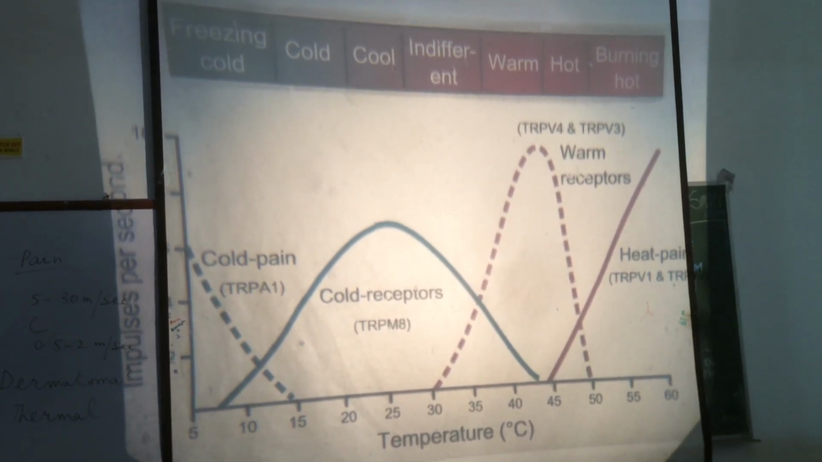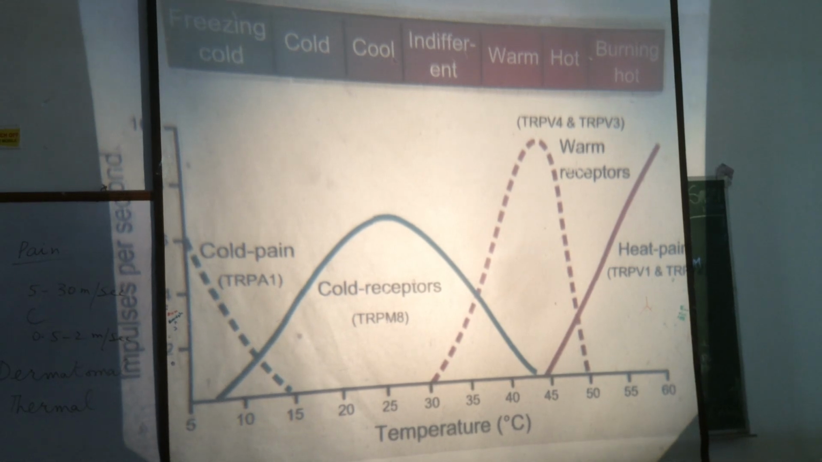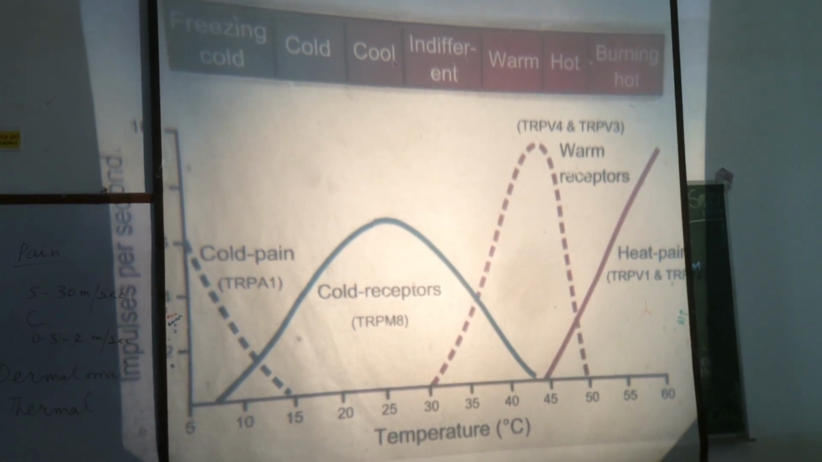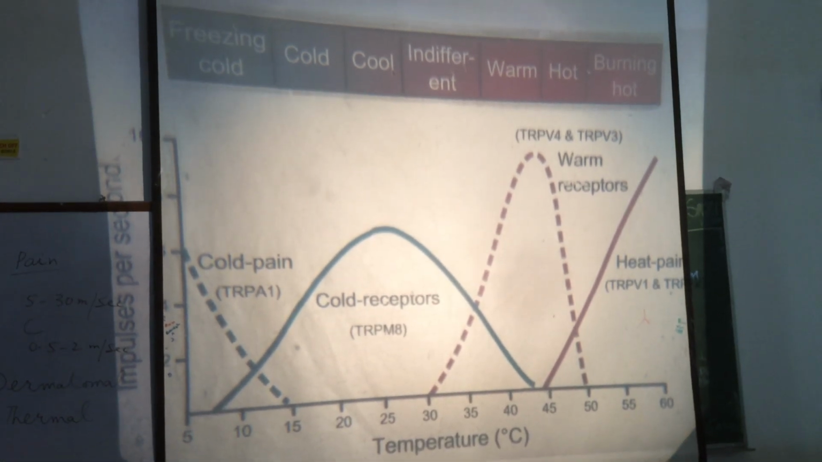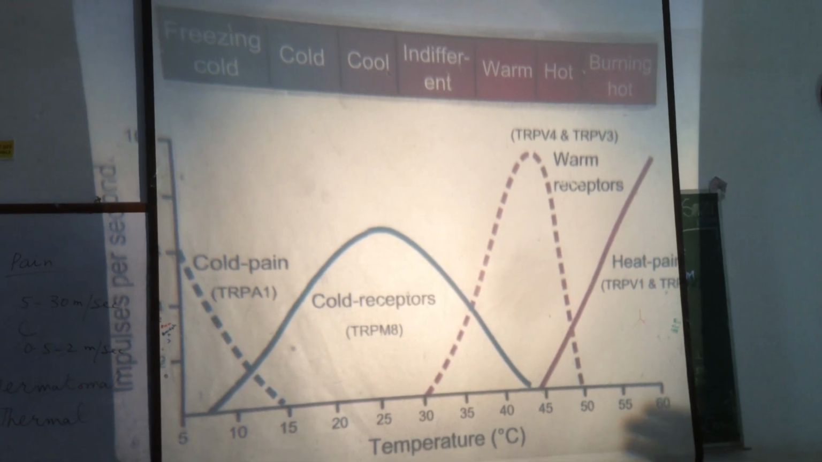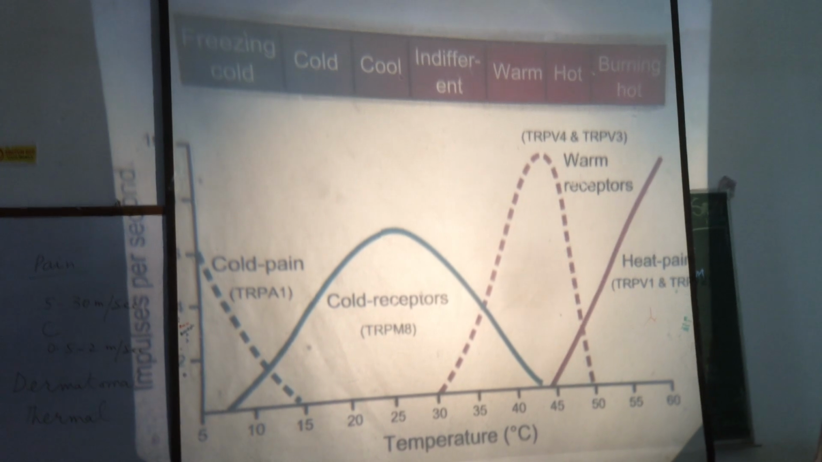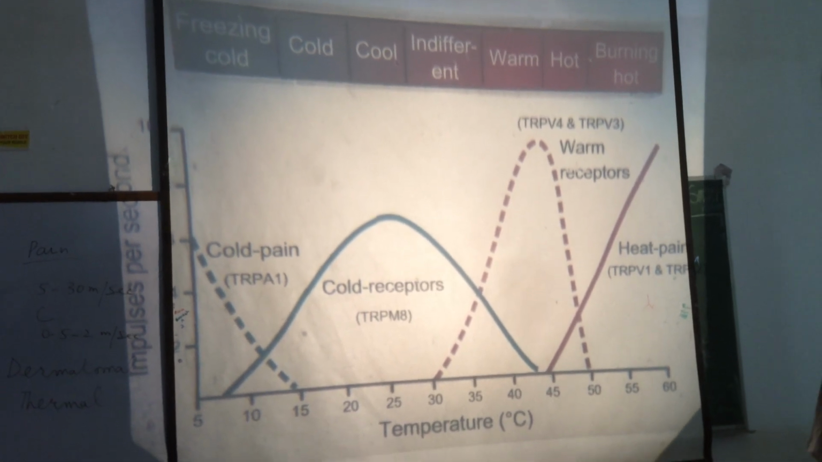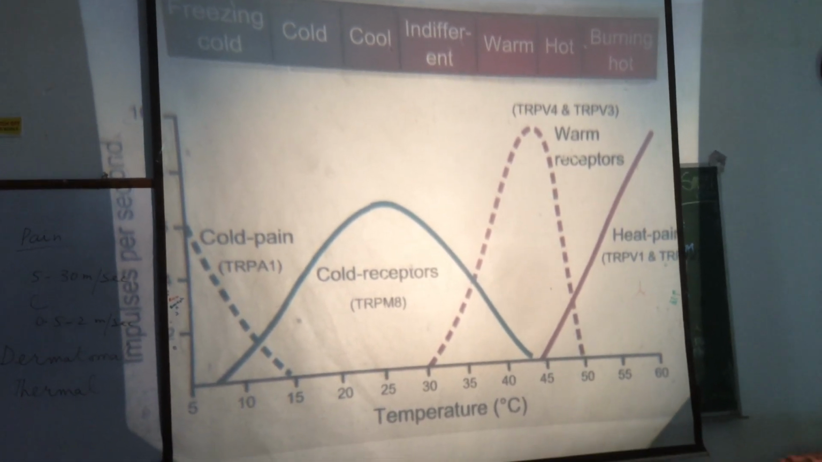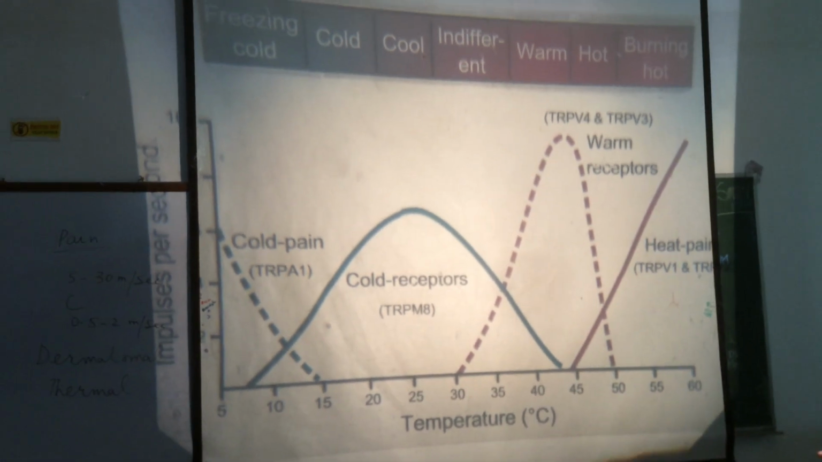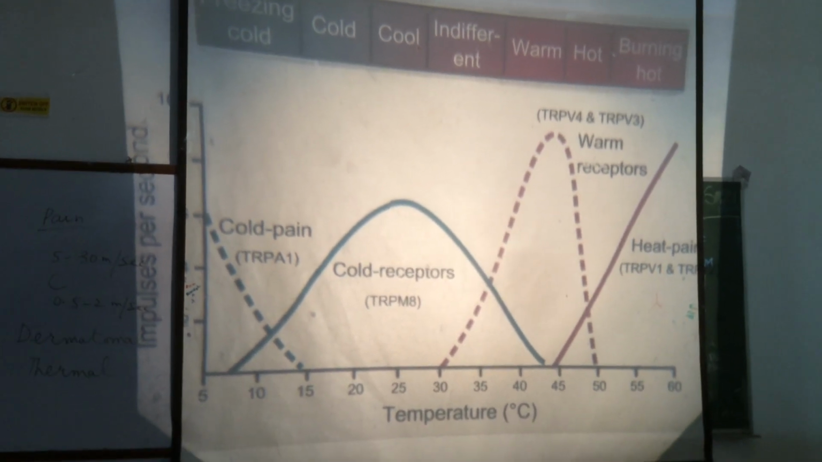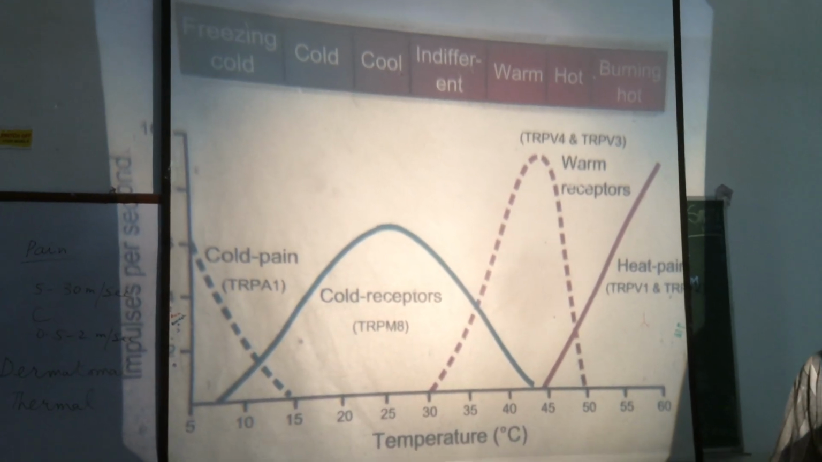There are two types of thermal receptors: warmth and cold. These thermal receptors are present just beneath the skin.